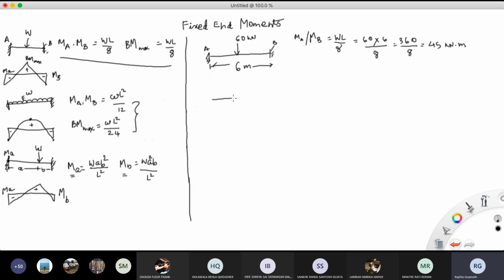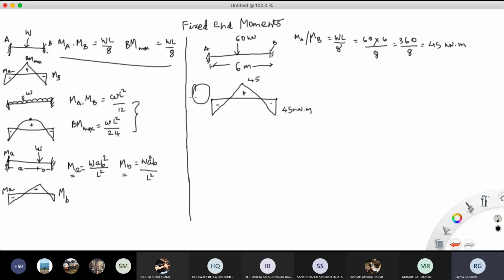Now the final answer is completed only after you make the BMD. So you need to simply make the BMD. The BMD will show like this. And the place of loading is where your maximum bending moment is going to be. So this is how you will draw. You have to show this as positive and this as negative. So this is 45 and this is also 45 kilonewton meter. Okay, done. This is as simple as it can get.